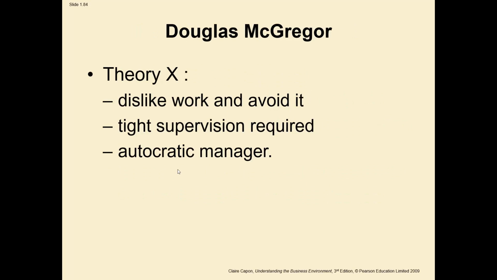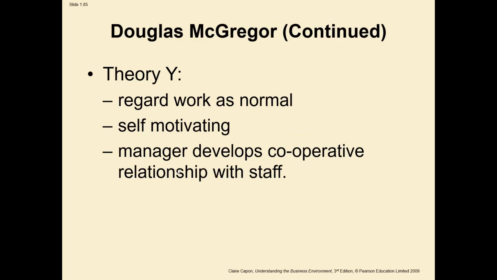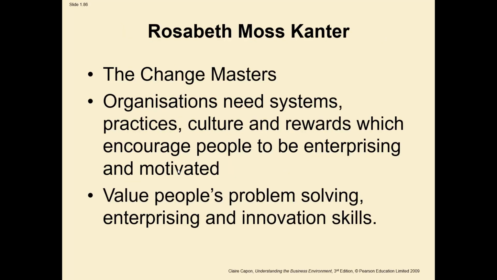Okay, Douglas McGregor pushed on, right? Theory X and Theory Y. He believed that there are 2 types of people, X and Y. X people dislike work and require tight supervision, a need for an autocratic manager. Whereas Y people regard work as normal and are self-motivated, and managers develop cooperation through relationships with the staff. Understand? And you need to try and find which type of people you have and develop which style is actually needed.